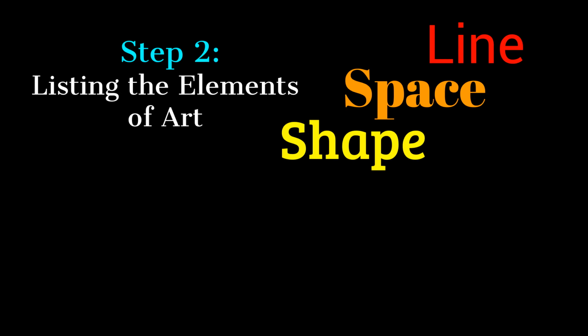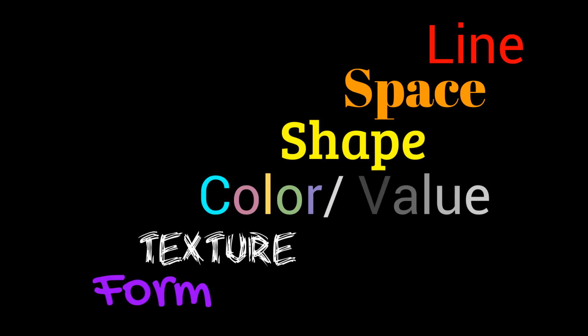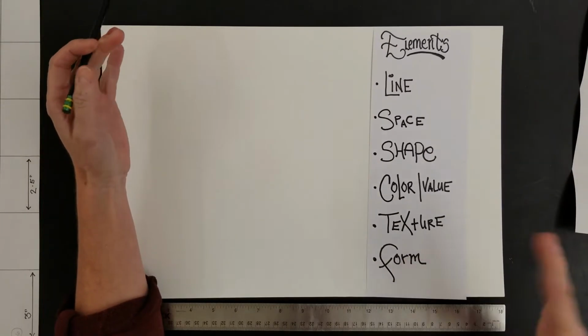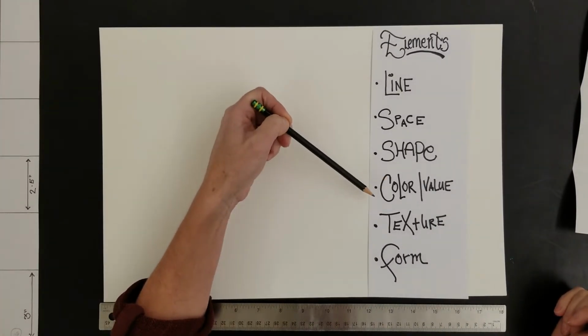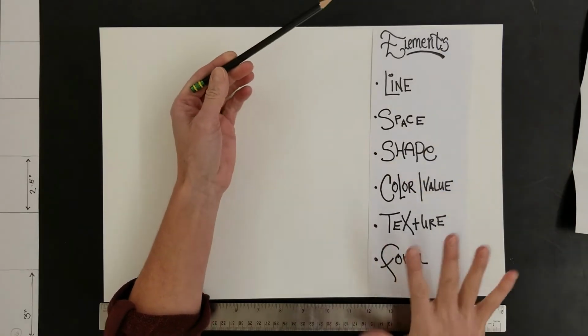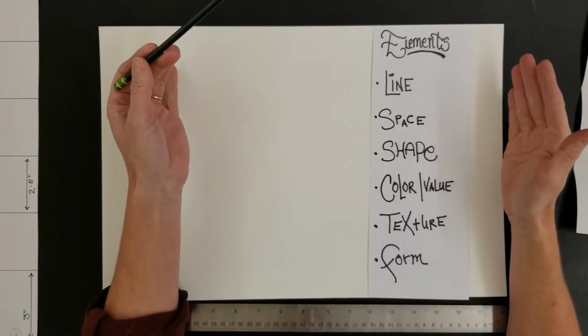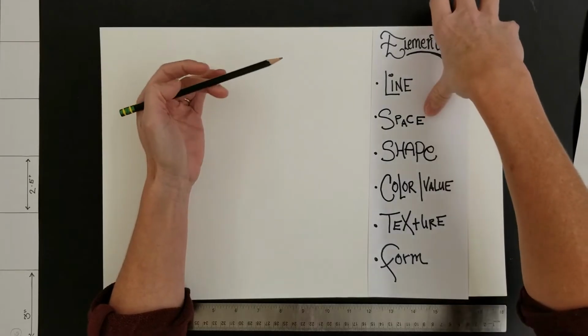For the next step, list the elements you are going to use in your chart. I am going to use all 6: line, space, shape, color, value, texture, and form. So I'm going to need 7 equal cell blocks across the top of my paper.